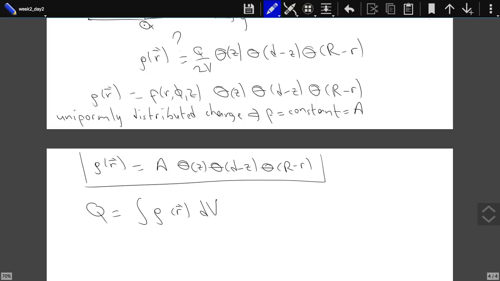If you have the charge density, multiply it by a very small volume and sum over all such small bits, the total charge is equal to Q. Well, we can still use the cylindrical coordinates. That would make our life easier. Let's say in cylindrical coordinates, dV is r dr.